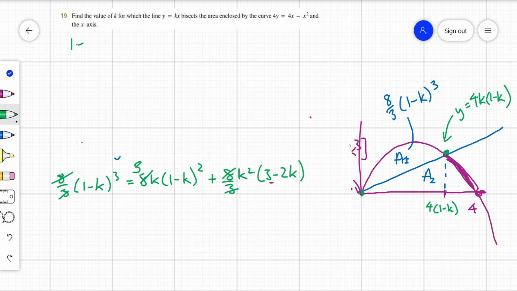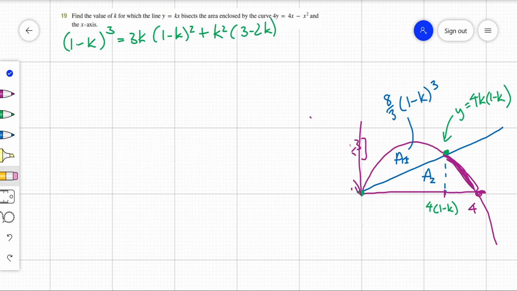So we've got (1 minus k) all cubed equaling 3k(1 minus k) all squared plus k squared (3 minus 2k). Alright, so let's go from there. I keep rubbing stuff out, so I'm sure I've made a mistake somewhere.